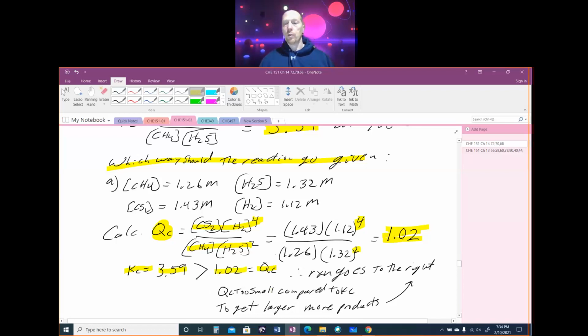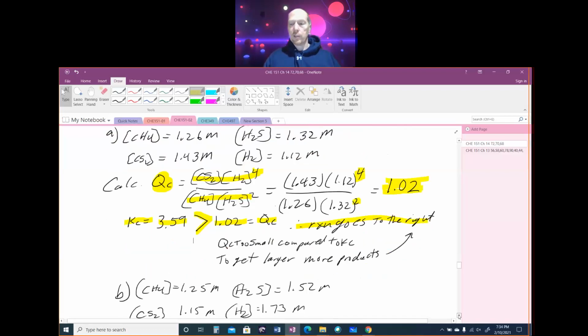So this number is too low. For it to get higher, you have to make more products. It has to go to the right to form more products. All right, so the reaction goes to the right. Again, if you put your Kc first, your Qc second, your greater than, less than symbol will point you in the right direction. It is going to go to the right.